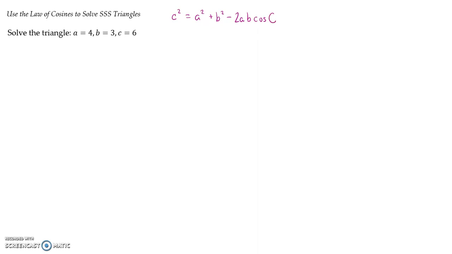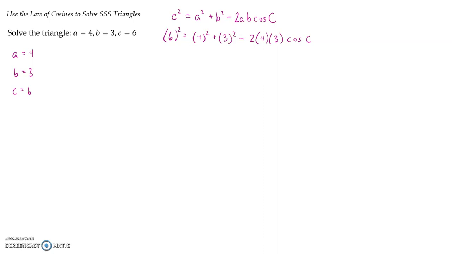So let's take a look at the information that we were given. We have an a value of 4, a b value of 3, and our c value is 6. So let's go ahead and plug in the pieces that we know. We've got 6 squared equals 4 squared plus 3 squared minus 2 times 4 times 3 times cosine of c.